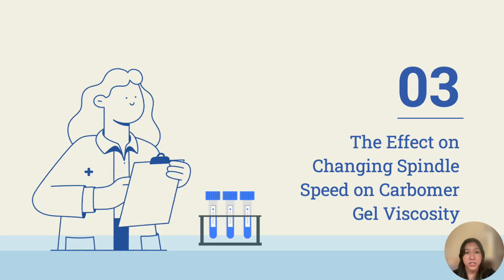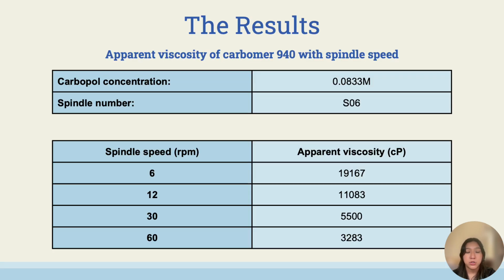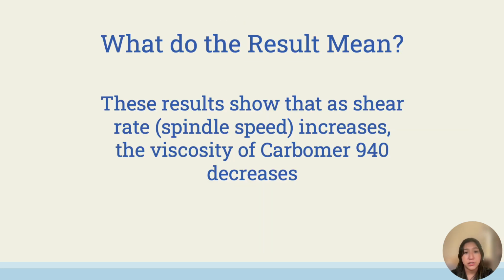Number 3, the effect of changing the spindle speed on the Carbomer gel's viscosity. Carbomer 940 demonstrates shear thinning behavior. We investigated the impact of spindle speed, which simulates the shear stress applied to the gel, on the viscosity of Carbomer 940. The results demonstrate a clear shear thinning behavior, which is typical for non-Newtonian fluids like Carbomer 940. As the shear rate increases, the viscosity of Carbomer 940 decreases. The results demonstrate the shear thinning or pseudoplastic behavior of Carbomer 940 gels.